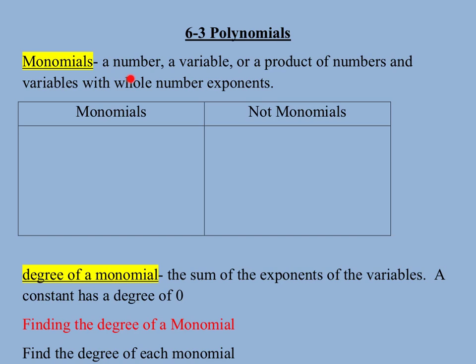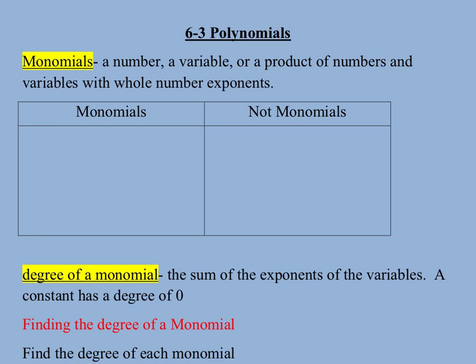Monomials are either just a number, just a variable, or a product of numbers and variables with whole number exponents. So you cannot have an exponent that's a fraction. You cannot have an exponent that is negative. You can have an exponent that's 0, 1, 2, 3, 4, and so forth. You cannot have any operation symbols.